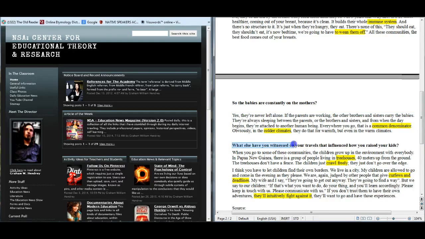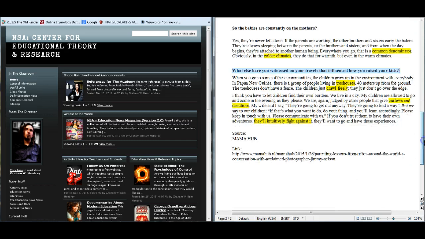What else have you witnessed on your travels that influenced how you raised your kids? When you go to some of these communities, the children grow up in the environment with everybody. In Papua New Guinea, there is a group of people living in tree houses, 40 meters up from the ground. The tree houses don't have a fence. The children just crawl freely. They just don't go over the edge. They know. They have that instinct.